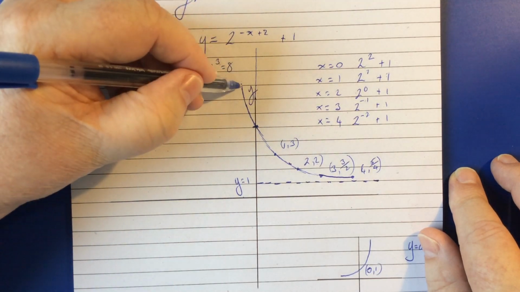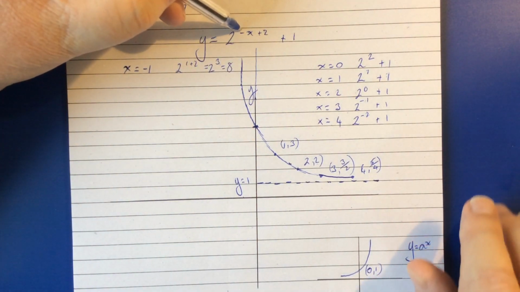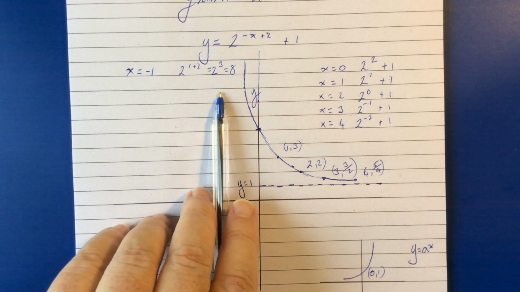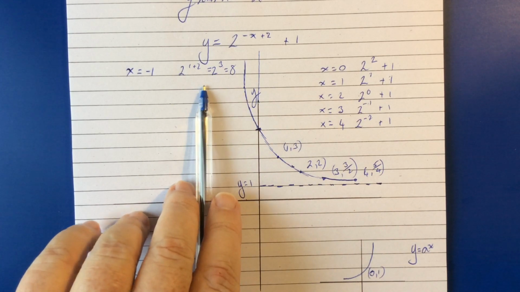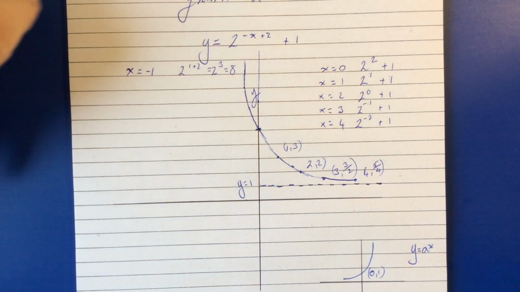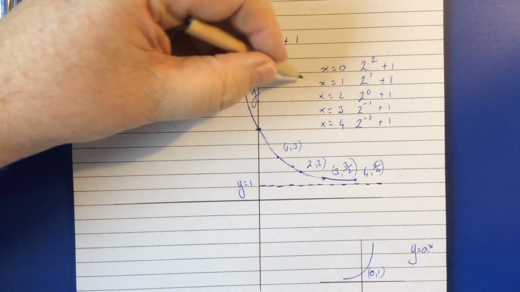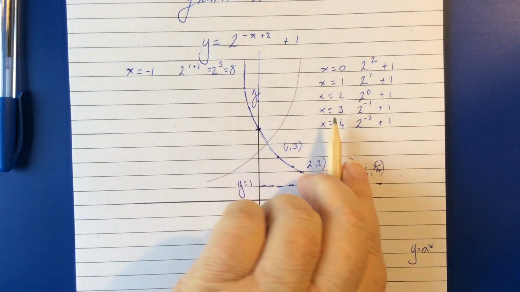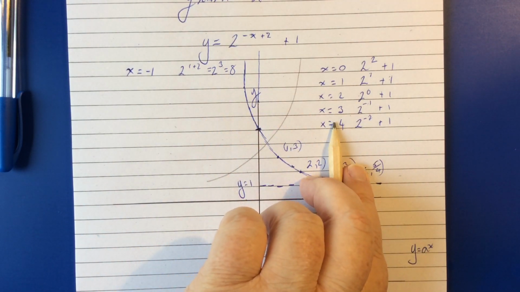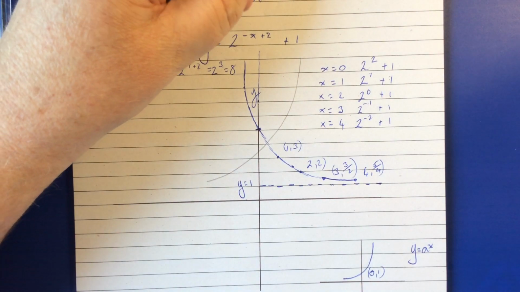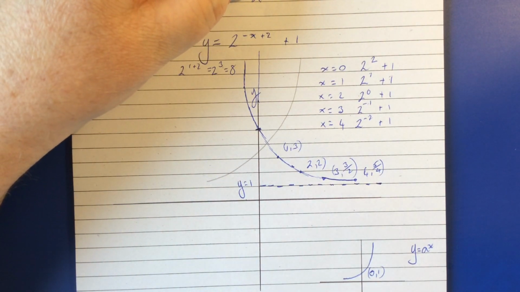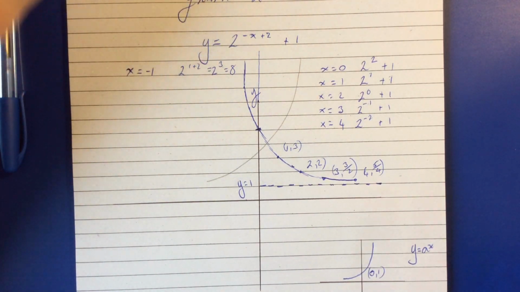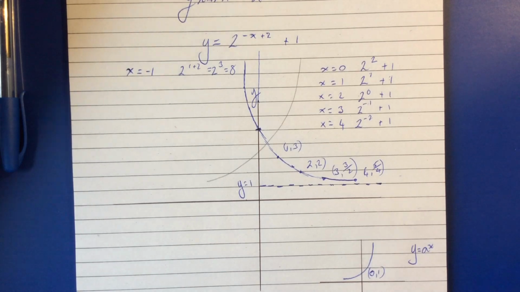And so what you can see is that the fact that we have a negative here has reflected this graph in the y-axis. So instead of, if I take a pencil, instead of looking something like that, this thing has been reflected across the y-axis, and this is the thing that has done it. Okay, in all other respects, it behaves just as a normal exponential graph.